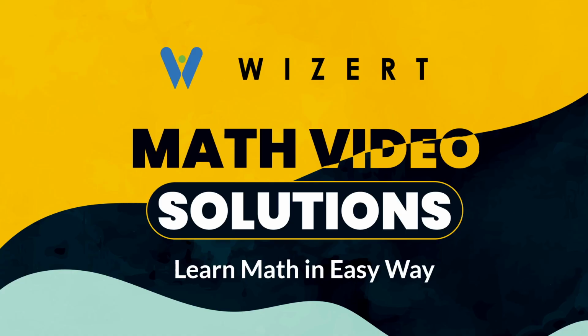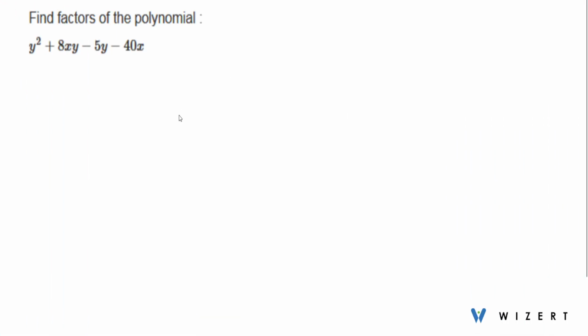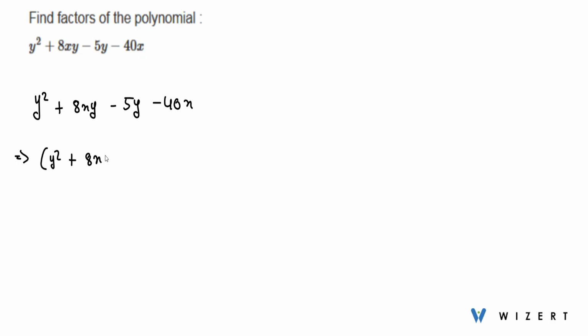So let's begin. According to the question, we have to find the factors of the polynomial y square plus 8xy minus 5y minus 40x. So what we are going to do is divide the four terms into groups of two. The first group will contain the first two terms and the second group will contain the last two terms. So let's put it in a pair of brackets: (y square plus 8xy), and from here we have minus (5y minus 40x).